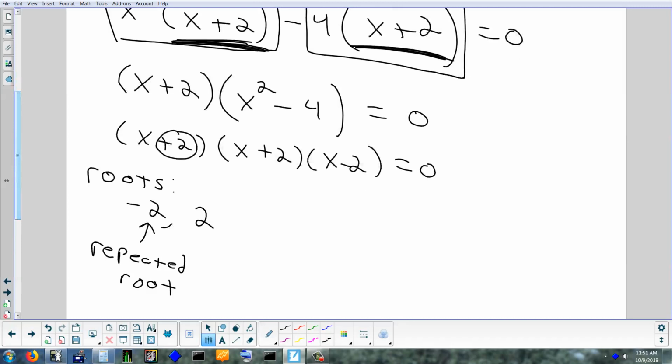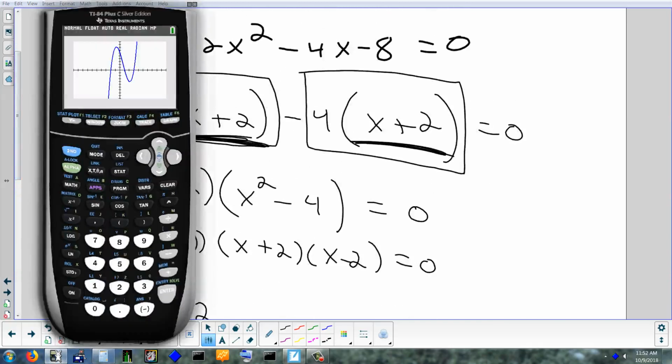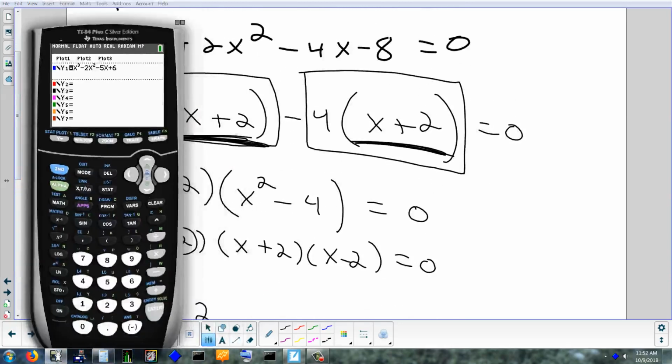Okay. When you have a repeated root, what's going to end up happening is you're going to see a graph, and it's going to touch a number and bounce away from it. So let me type in the original problem so you can see what it looks like. So you've got x cubed plus 2x squared minus 4x minus 8.